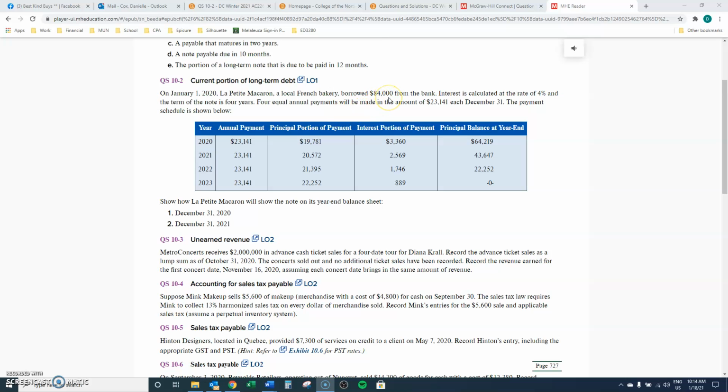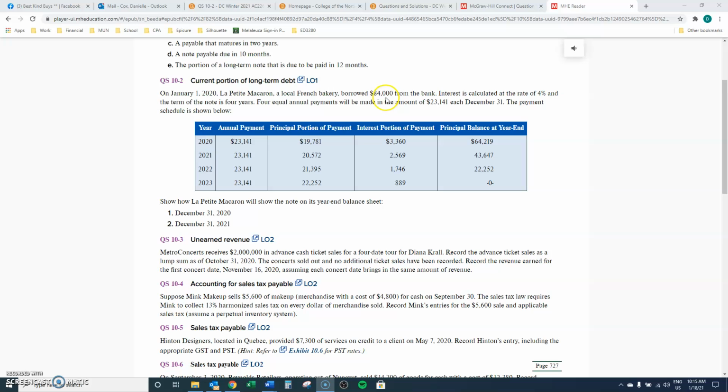So we know the note is $84,000 and interest is 4%. So the first thing we're going to do is calculate our interest. We're told what the payment is. Term of the note is 4 years. We know each year the annual payment is $23,141. Now the rest of this we need to complete.